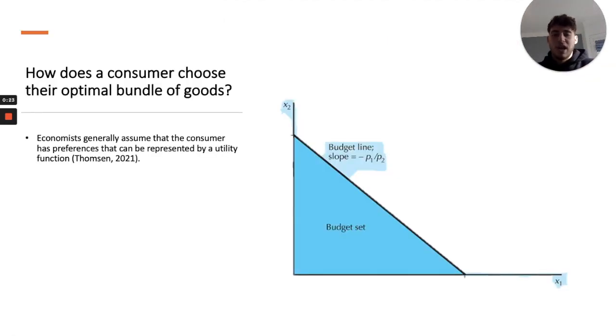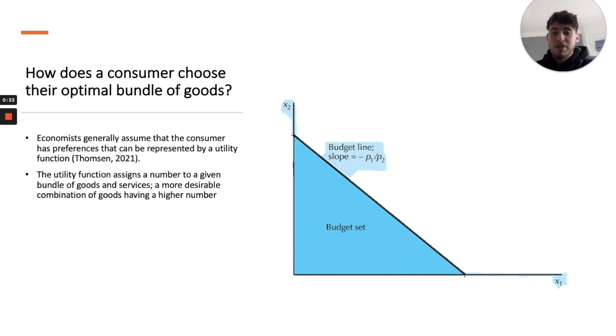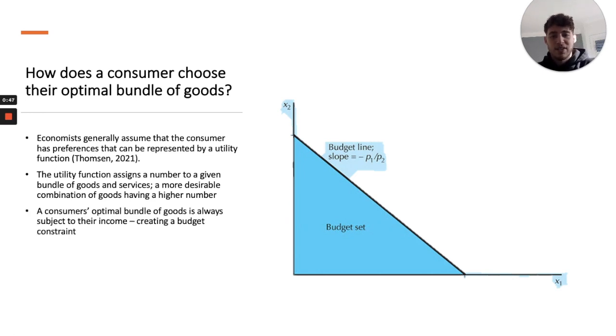Well, economists assume that a consumer has preferences that can be represented by a utility function. People have preferences over different things. They don't like everything equally. The utility function assigns a number to a bundle of goods and services. It doesn't have an actual measurement, but the higher the number, the more desirable that bundle of goods and services is. On this diagram, we have good X1, which is good 1, and X2, which is good 2.